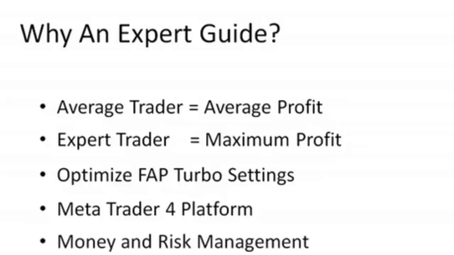And finally, of course, money and risk management is going to be a big part of our discussion. Money and risk management, especially in the context of the FAP Turbo robot, because there are certain mechanisms within FAP Turbo that allow you to control your money and risk management to some degree, actually to a great degree. And some of these features are often misunderstood by people that are novice traders. Even intermediate and advanced traders sometimes get it wrong, partly because the FAP Turbo guide is not really written for advanced traders. It's written for beginners, so there's a lot of stuff missing that I think should be there, and that's what this guide's all about.